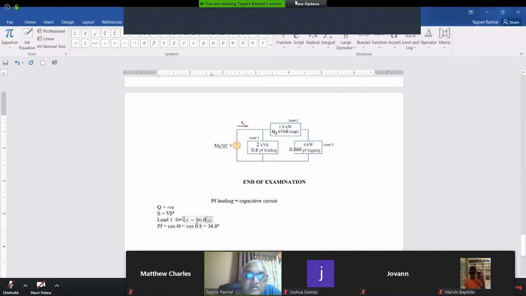And I can take this now and bring it back into rectangular form. So this would be equal to 2 by 0.8, 1.6, plus, sorry, not plus, minus j 1.2.